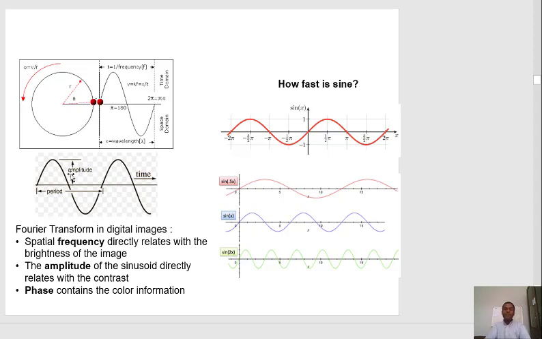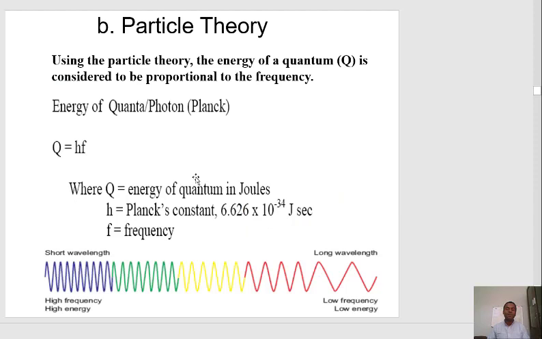From particle theory, we can understand that the energy of a quantum is considered to be proportional to the frequency. The energy of a quantum, Q, is proportional to h, Planck's constant, times frequency. This is directly proportional. We know from our previous wave theory that frequency is inversely proportional to wavelength.